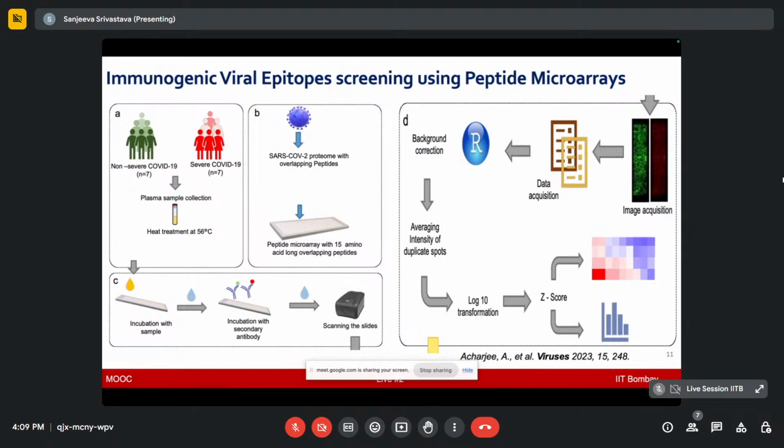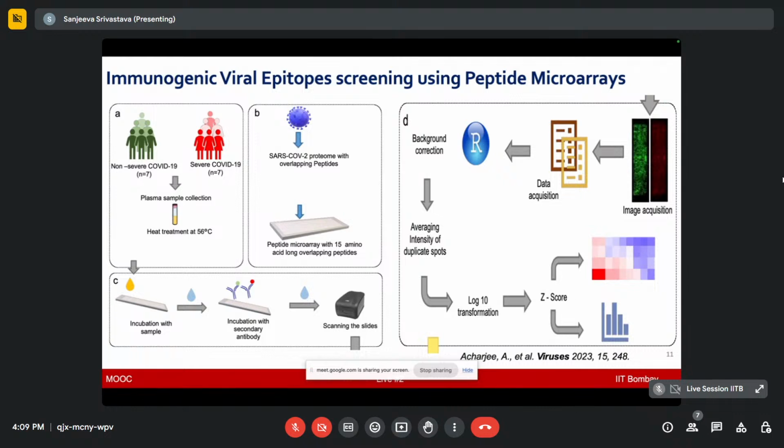Now we probe them with the secondary antibody, anti-human IgG, and again look for the signal intensities. This entire workflow, the data panel, requires a lot of steps which one could follow for doing the data processing in the microarray.